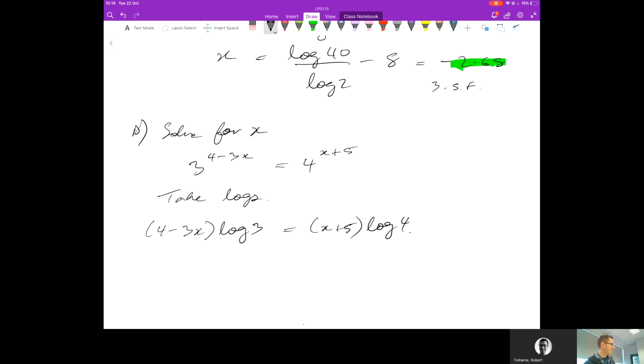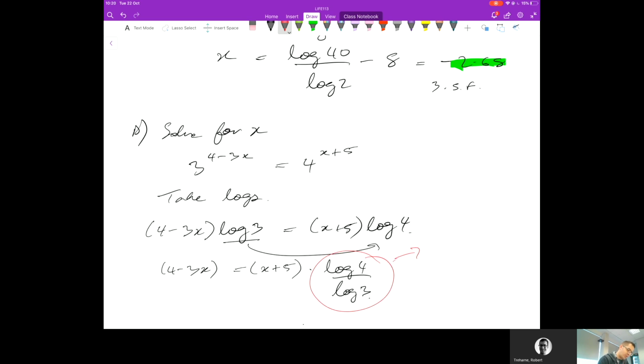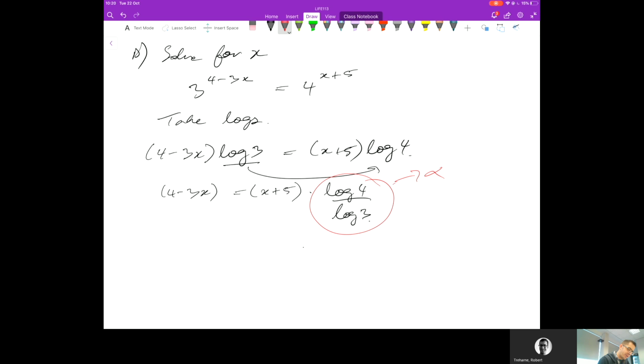But what can I do then? Well, I think I'm going to take this over here, right? So I'm going to divide both sides by log 3. That's going to give me 4 minus 3x is equal to (x plus 5) log 4 over log 3. Okay, now I could work that out on a calculator, but I don't really want to. So I'm going to cheat. I'm going to call all of this alpha to begin with, which is going to save me writing it out a bit. So, and I'll work it out afterwards, okay?